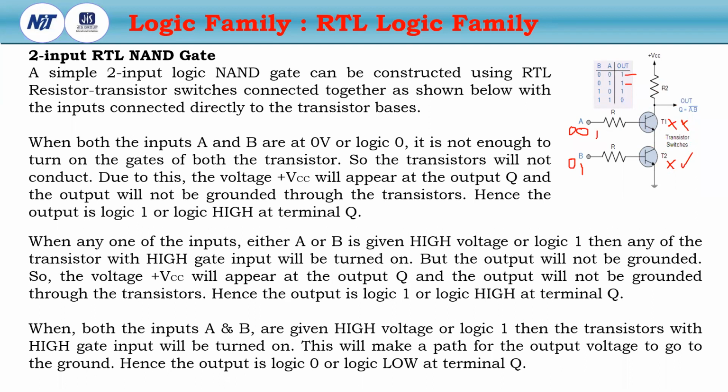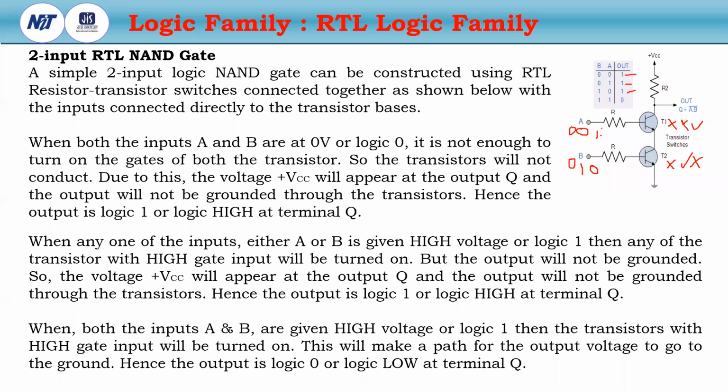If this is 1, this is 0, then what happens? This will be turned on, this will be turned off. So again the open circuit exists, so there is no current. So the output is logic 1.